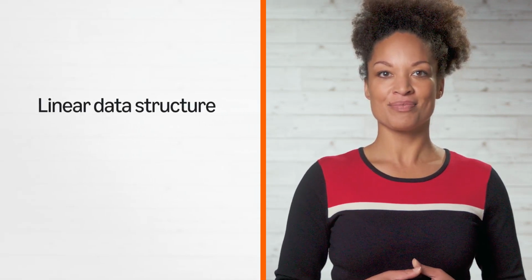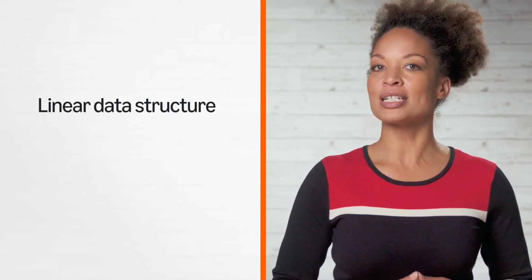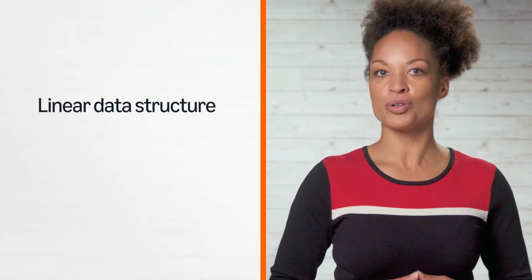But before we go deeper, let's quickly define a linear data structure. This type of data structure has elements arranged in sequential order. Think of it like a line of people waiting to get into a concert. Each person stands in a specific order, one after another.